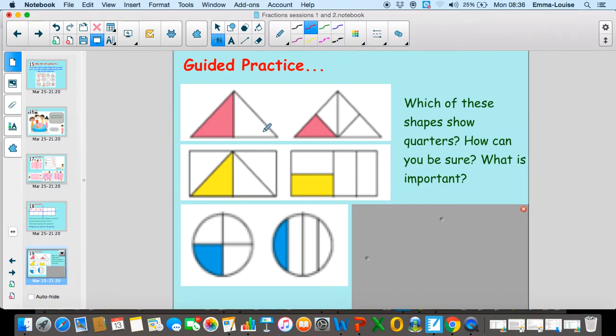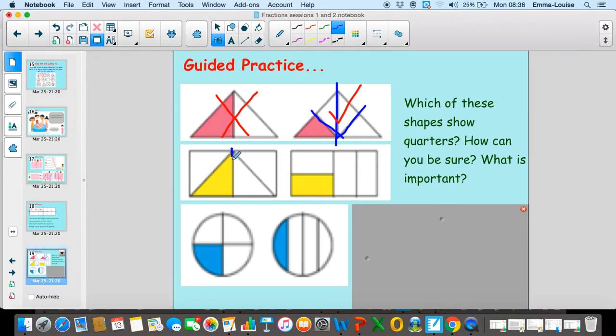You might have noticed that this triangle does not have 4 equal parts, it has 2. It must be showing halves. This one here, the shape has been shared down the middle. I'll draw that in. And then each part was shared in half again. We can see there's 4 parts. They all look equal, so this must be showing quarters.